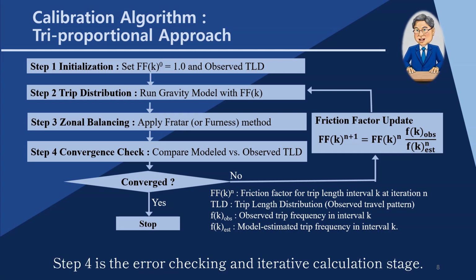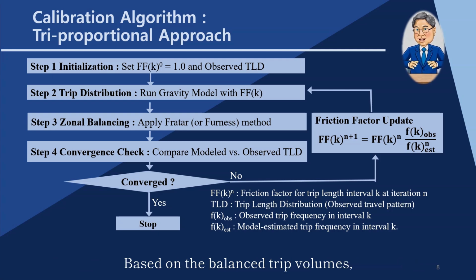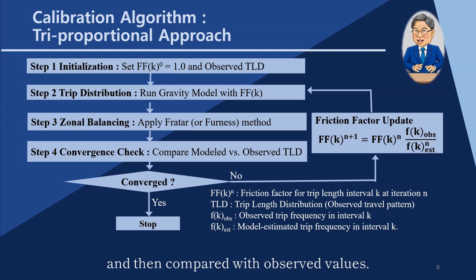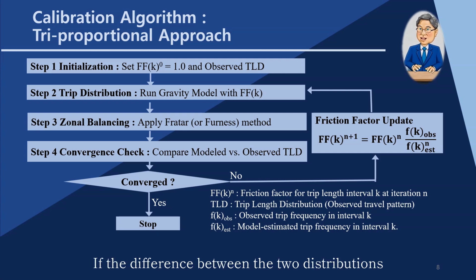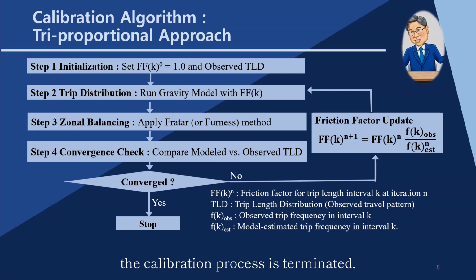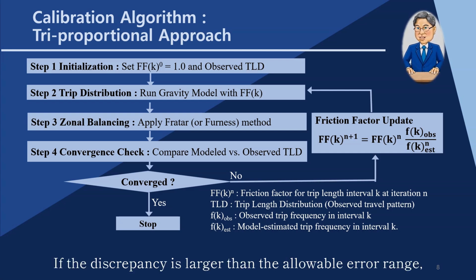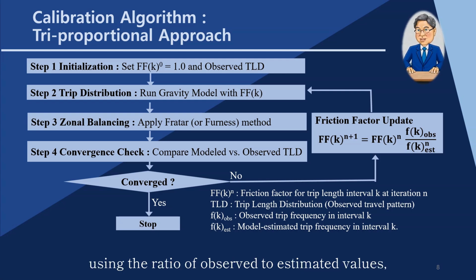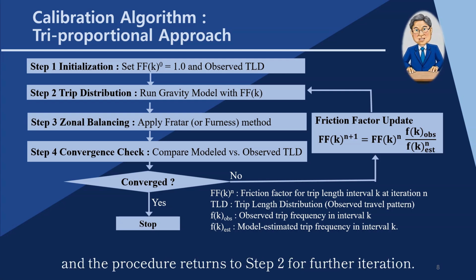Step 4 is the error checking and iterative calculation stage. Based on the balanced trip volumes, the model's trip length distribution is derived and then compared with observed values. If the discrepancy between the two distributions falls within an acceptable error range, the calibration process is terminated. If the discrepancy is larger than the allowable error range, the friction factors are adjusted using the ratio of observed to estimated values, and the procedure returns to step 2 for further iteration.